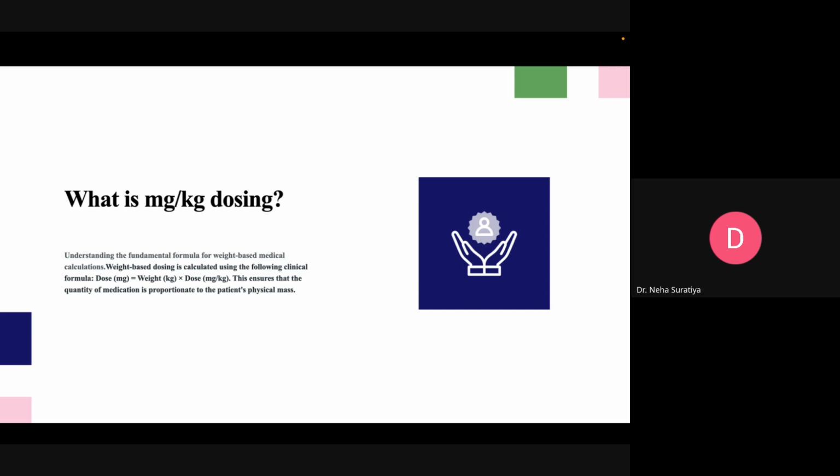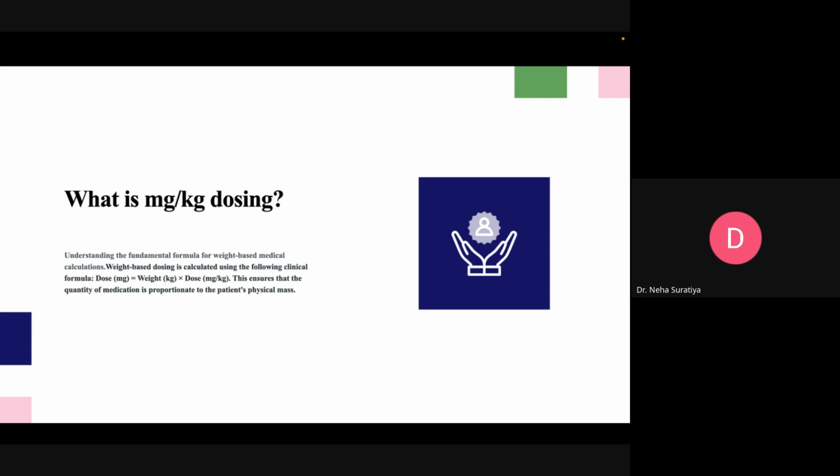So whatever weight the patient has in kg, in that way we need to calculate the milligram of the particular drug. So this ensures that each patient receives a dose that is proportionate to the body mass, reducing the risk of toxicity and underdosing, both of the things simultaneously. Okay, so this method is particularly important for pediatric dosing, guys. Weight based calculation is very important for pediatric patients.